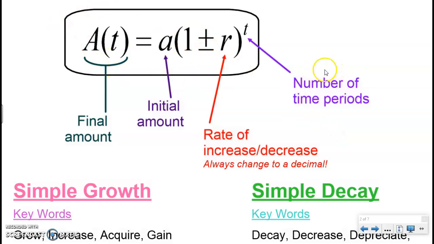This is your general simple exponential growth and decay problem. If it's growing, we're going to add. If it's decaying, we're going to subtract. This little a is always your initial amount. A of t is your final amount after a certain amount of time. R is your rate of increase or decrease. Don't forget to change it to a decimal. And t is the number of time periods.